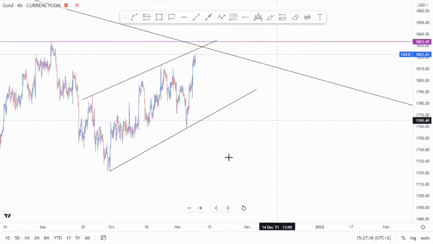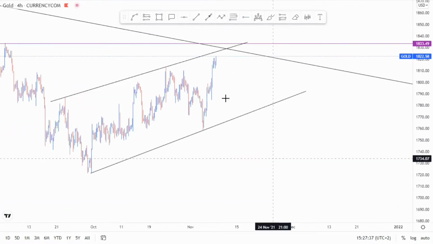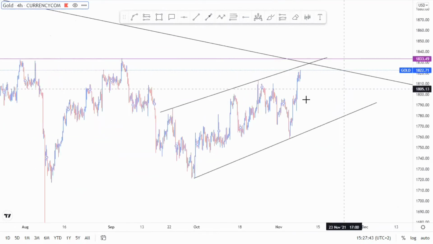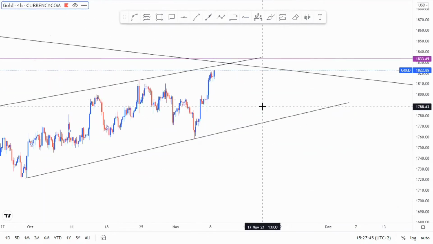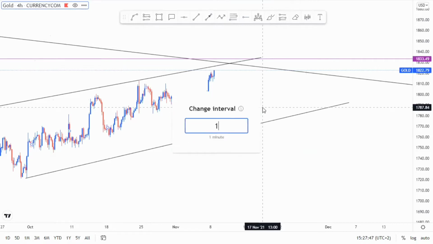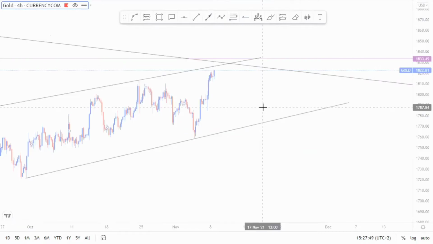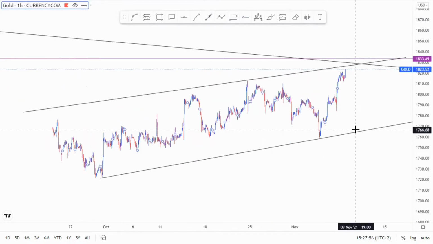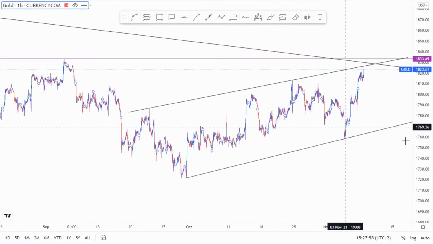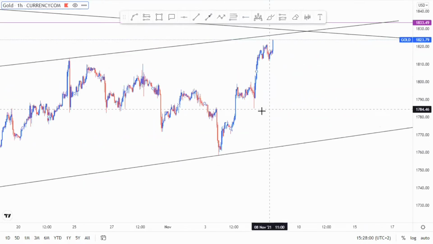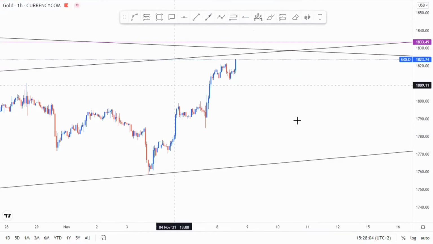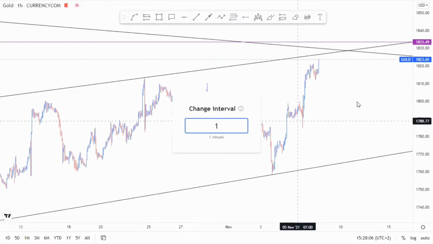But we are still on the sell because this is a downtrend. Nothing has been confirmed to go to the upside yet. So we'll be looking for selling opportunities. Let me go to the 1 hour time frame. And on the 1 hour time frame, I don't see anything except for, let me go to the 15-minute time frame.